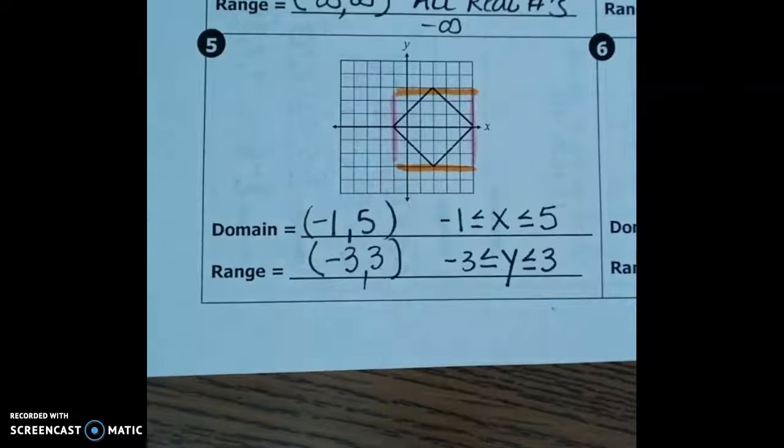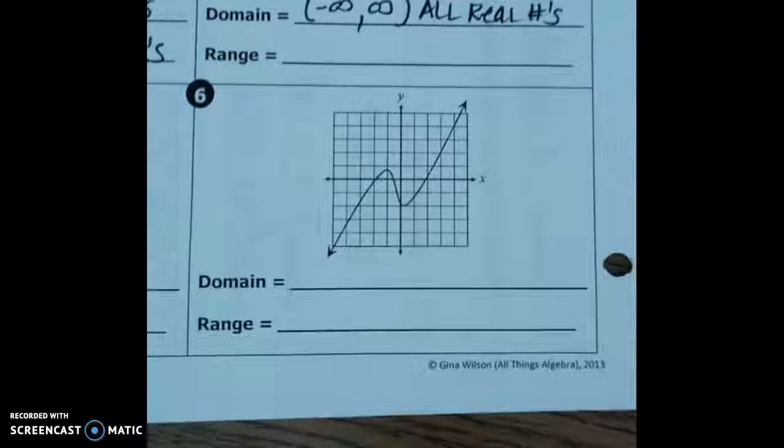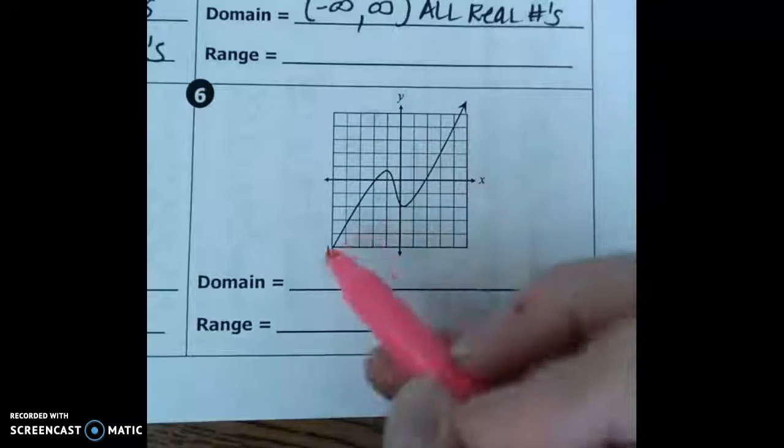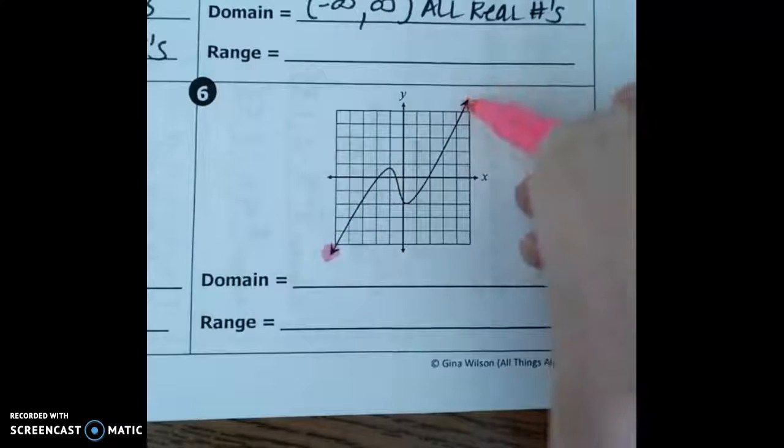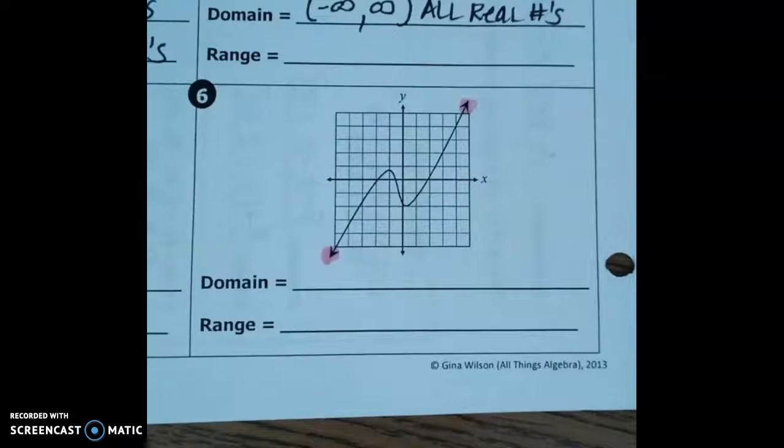Alright, so now our last one that I'm going to talk about for the video today is this guy, and I want you to try the other ones. For domain, our x values, we've got arrows involved. This means we definitely have infinity signs going on. So let's take a look.